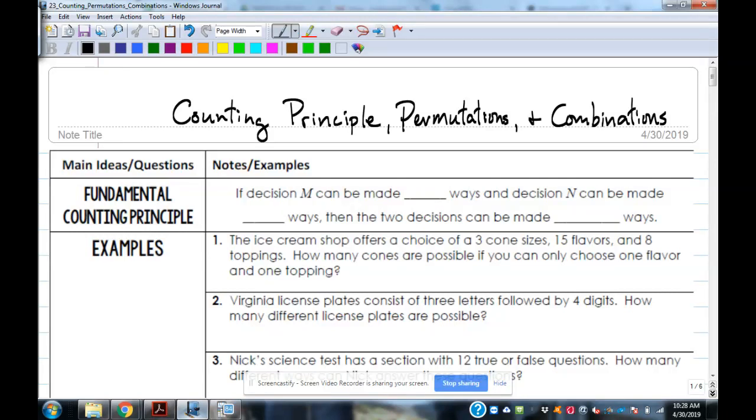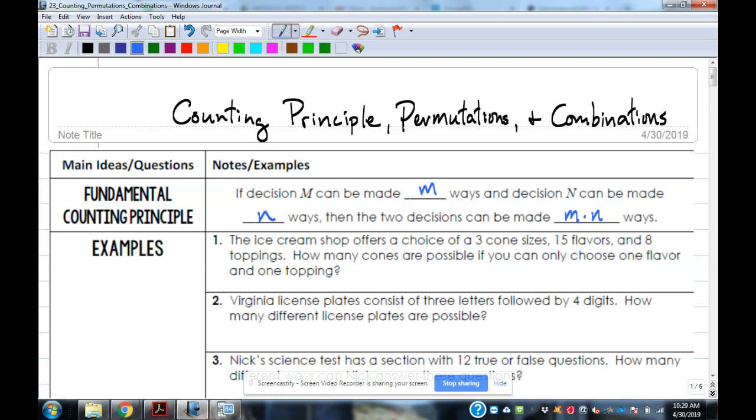All right, so fundamental counting principle. First box there says if decision M can be made in lowercase m ways, so just some number of ways, and decision N can be made in lowercase n number of ways, so some other number of ways, the two decisions can be made in m times n ways. Okay, so if there are 3 decisions here and 2 decisions here, the whole way, there are 6 different ways of making that, 3 times 2.